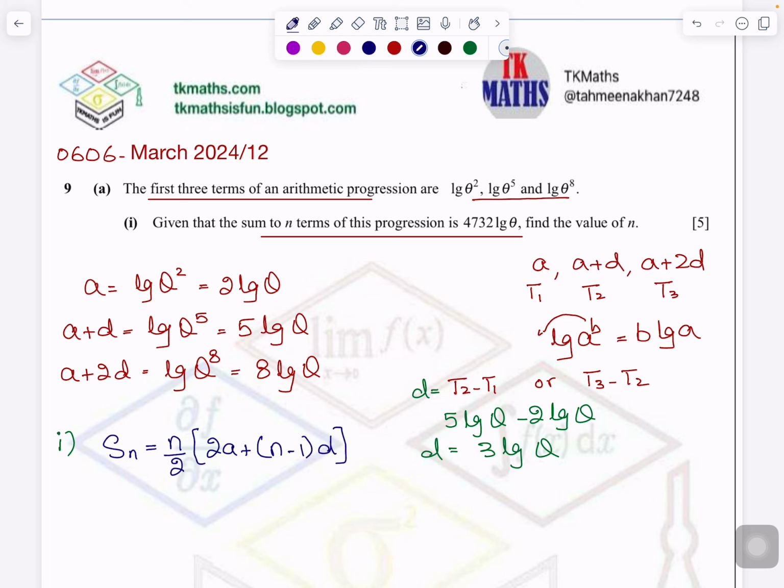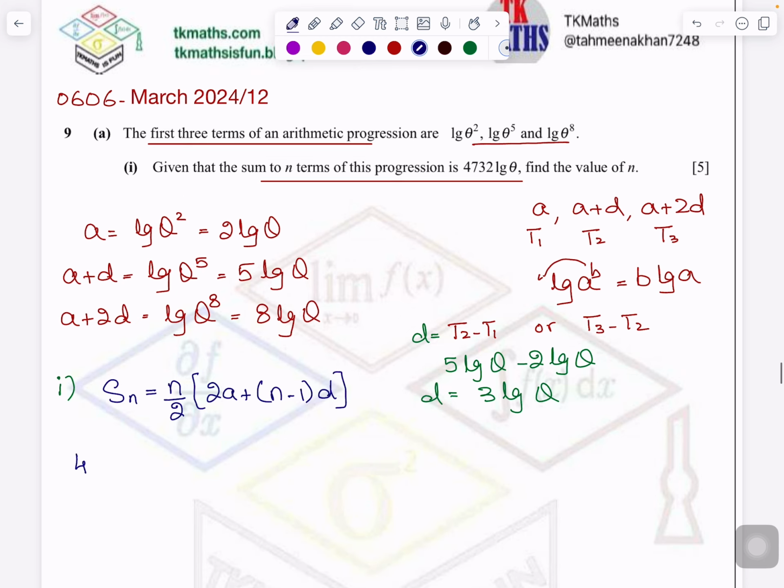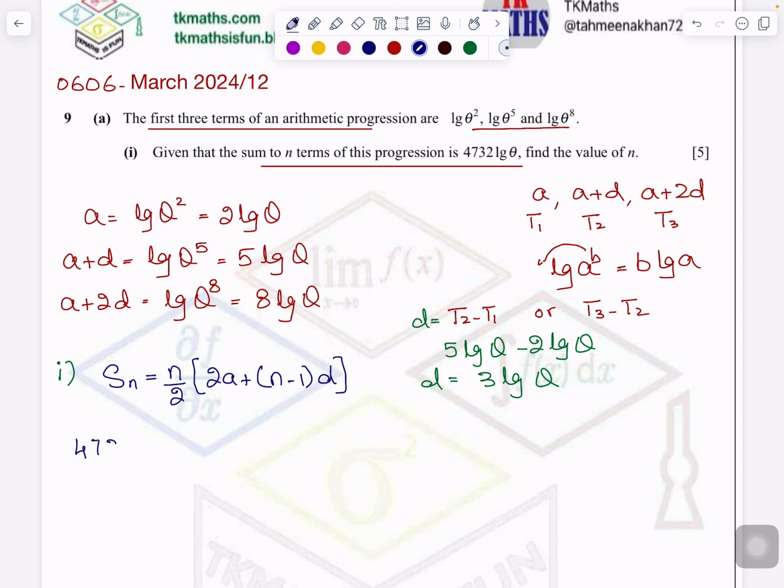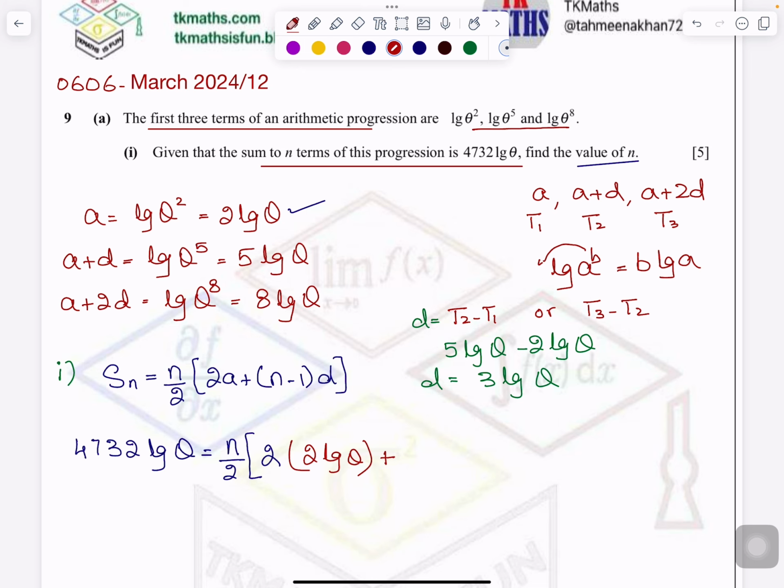Now I will substitute the values in it, okay? So the sum of the nth term is given to me, 4732 lg theta. It is given to us in the question, so I'm writing it as it is. n I have to find out, which is the question here, so I will write n down as it is. So what is a? a is given to us here, 2 lg theta, plus then it is n minus 1, and the difference we have just calculated above, 3 lg theta.